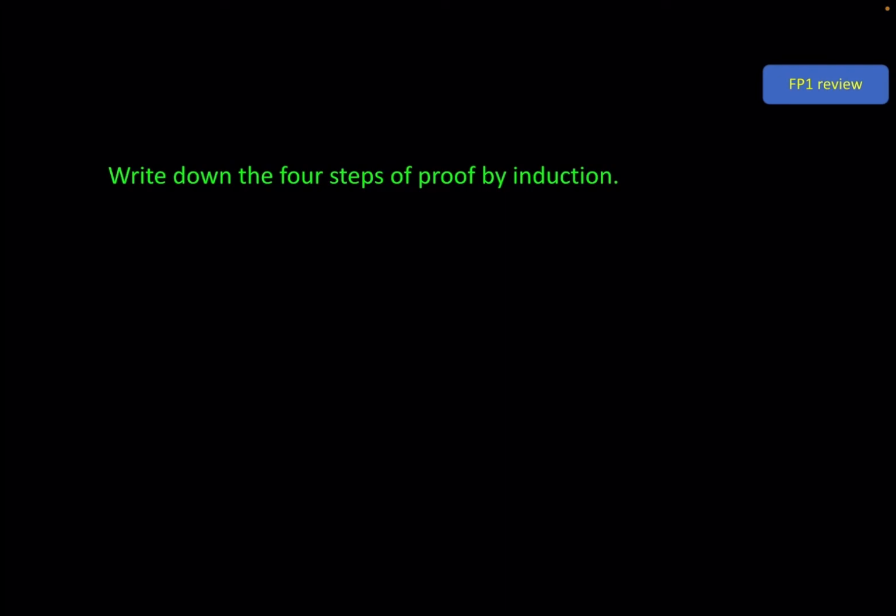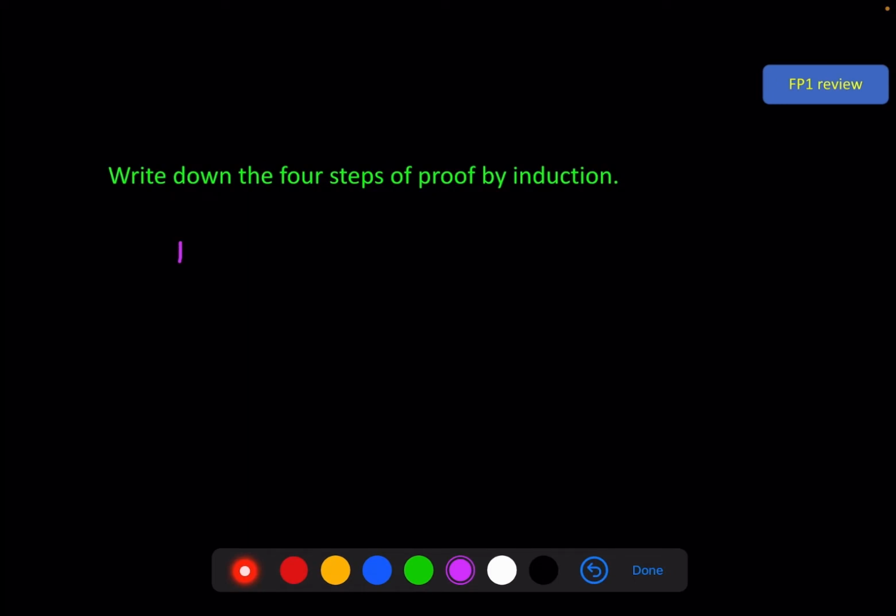I had these color coordinated, I'm going to stick with that. So the first one is the basis step. And that was doing it when n equals 1. The second step we had was the assumption step. That was assuming your statement was true when n is equal to k.